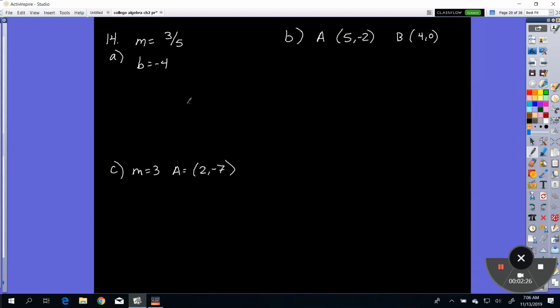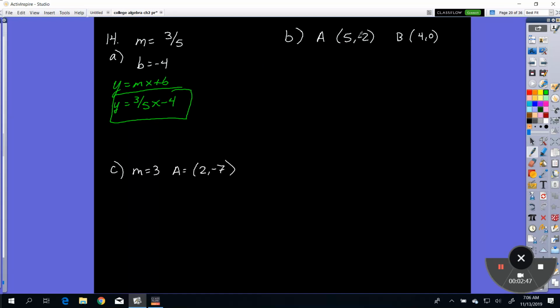Okay, on number 14 it says you're supposed to create the equation of the line with the given information. So on 14 part A, you have the m and the b. All that you have to do with those is plug those in. So it's y equals 3/5 x minus 4. And that's it for part A.